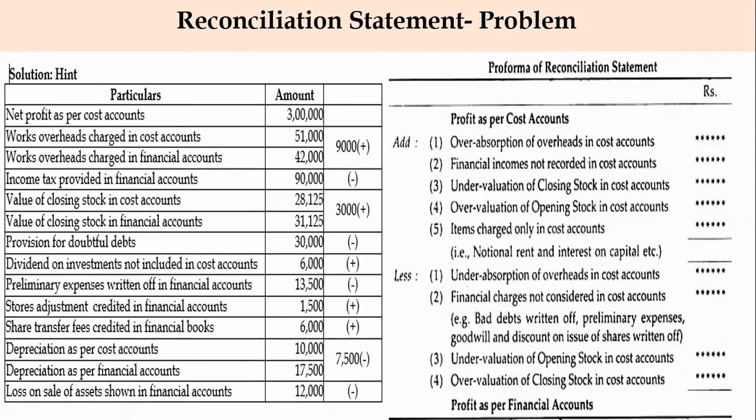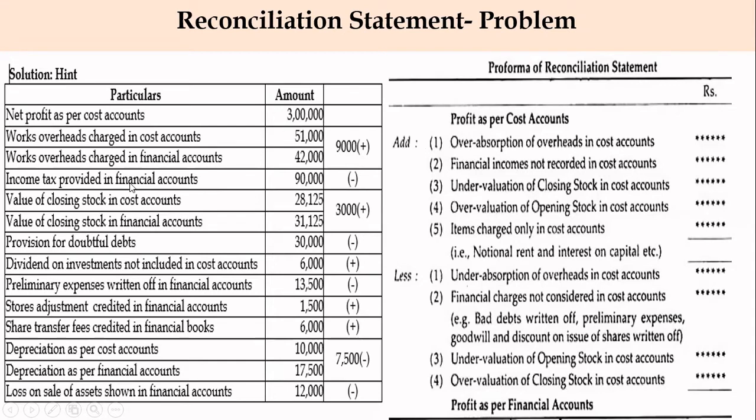What are the things to be added, what are the things to be deducted? So when you are thorough with this format, you can easily identify from these items which are to be added and which are to be deducted. So let us see here. Works overhead charge in cost account, as I said, it is overcharged in cost account. The difference amount is 9,000. It should be added to the format.